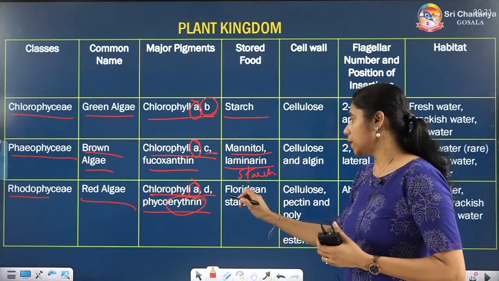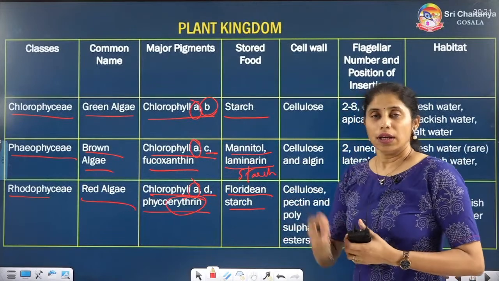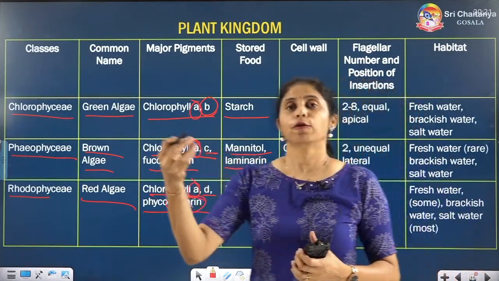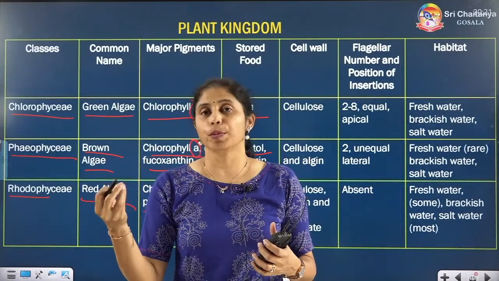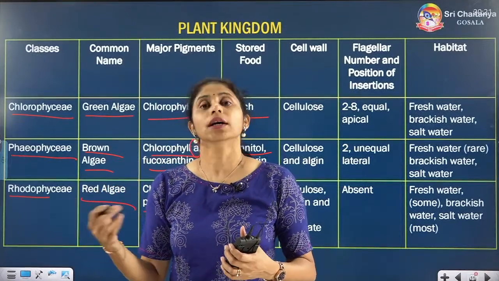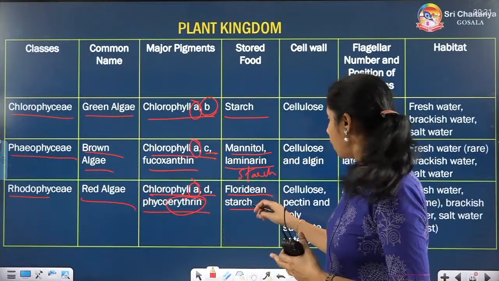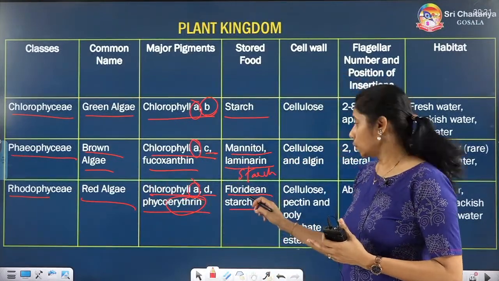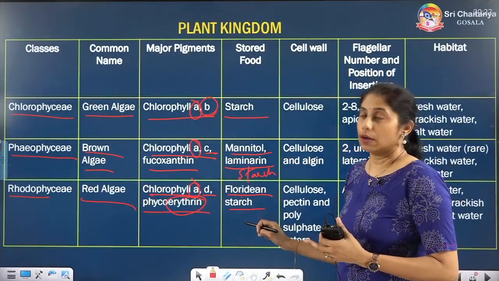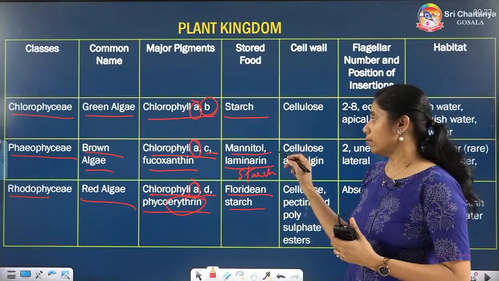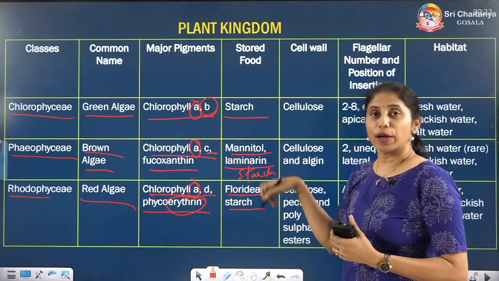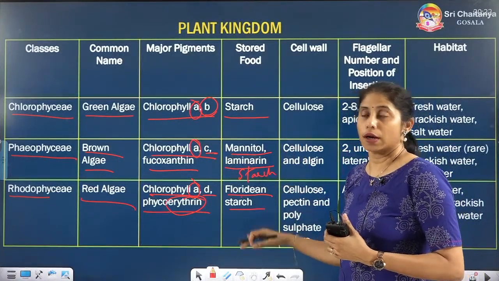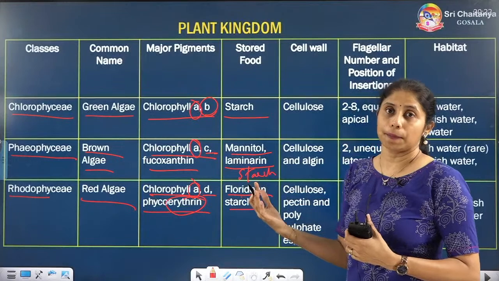Whereas in rhodophyce, it is Floridian starch, a starch which contains extra fluorine that is added. Nowadays we are having toothpaste with fluorine available, something like that. So starch will be having fluorine. So Floridian starch it is called. So three types are there: starch, laminarin, mannitol and Floridian starch. Which algae will be having which kind of reserve food material or stored food, that is important.